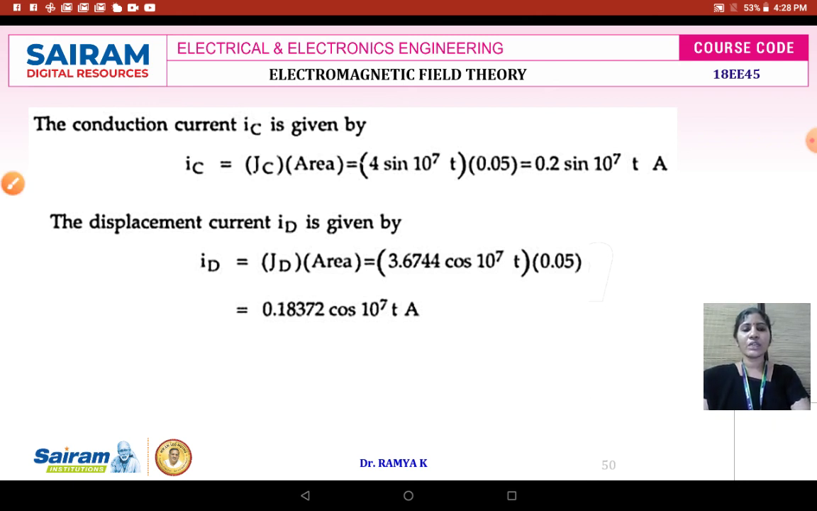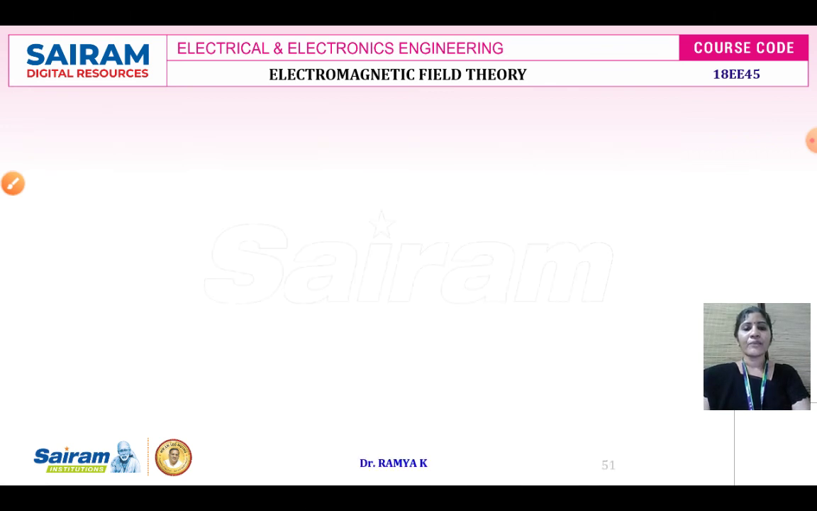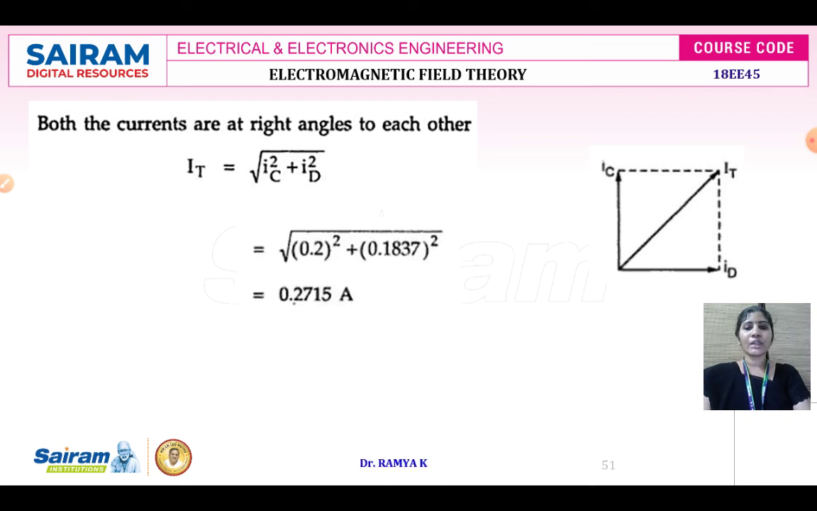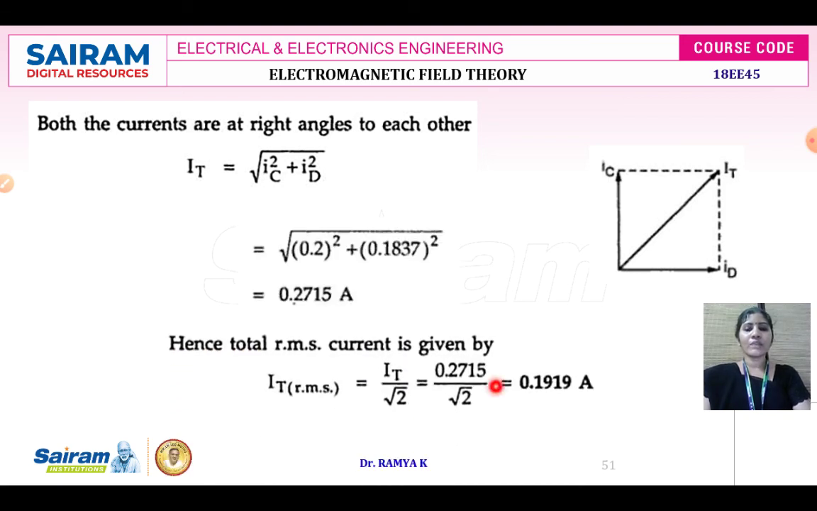Therefore, IT is equal to IC plus ID. Substituting the value of your conduction current and displacement current, we got the total current as 0.2715. The total RMS current is given by total current divided by root 2, which is 0.1919 amps.